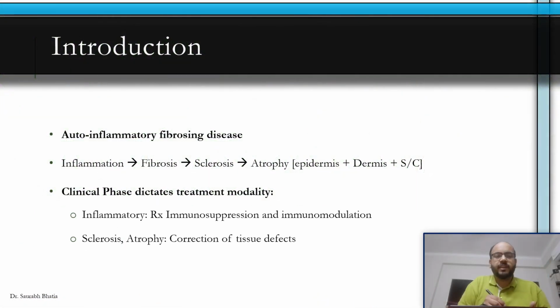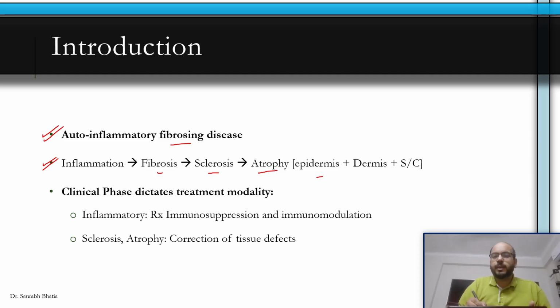Now, previously we have learned that Morphea is an autoinflammatory fibrosing disease. So that is the definition of Morphea. It progresses through different stages. It starts first with an inflammatory phase, then goes to fibrosis where there is increased fibrocytic activity. Then it goes to the sclerotic phase where it's more of a thickened collagen bundle and sclerosis. And then the lesion or the dermis becomes largely atrophic and the lesion becomes clinically depressed.